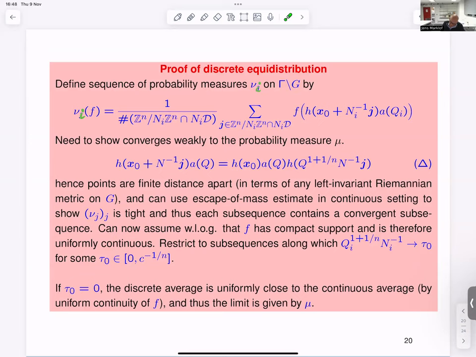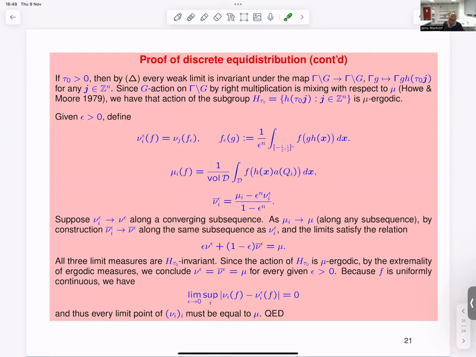So let's assume that doesn't happen, but it converges to a positive limit, tau naught. If that happens, then my points are a finite distance apart. So how can I then use this type of Riemann sum argument? I can't, right? Because they are just really a finite distance apart. I need something a little more sophisticated.